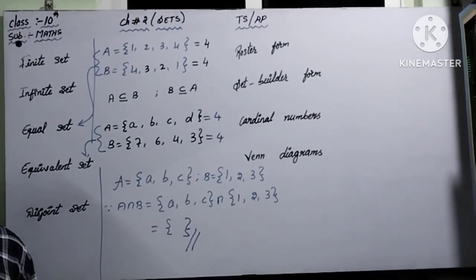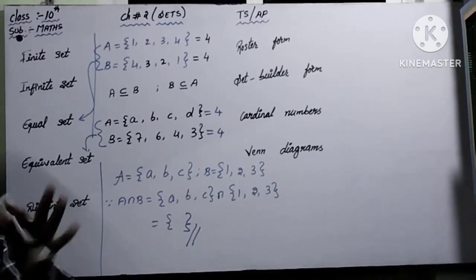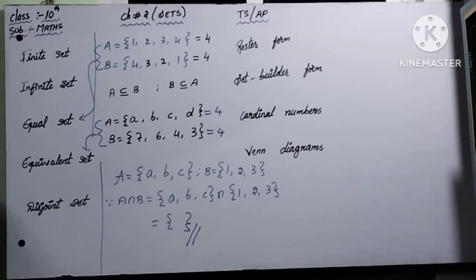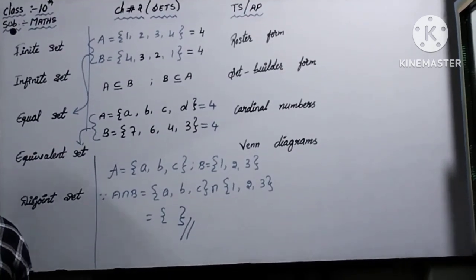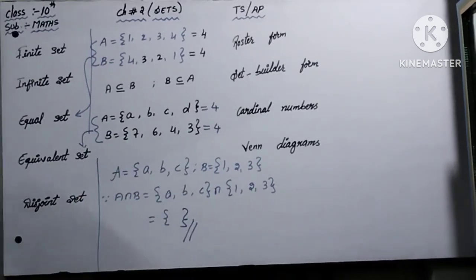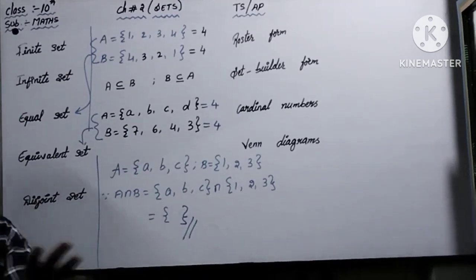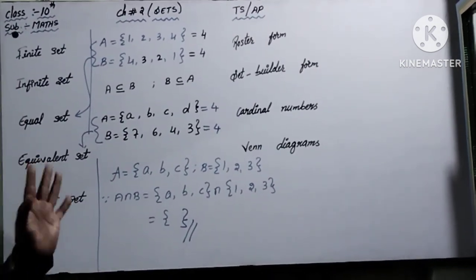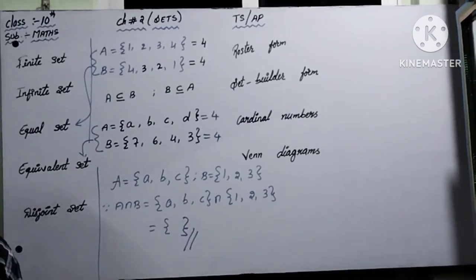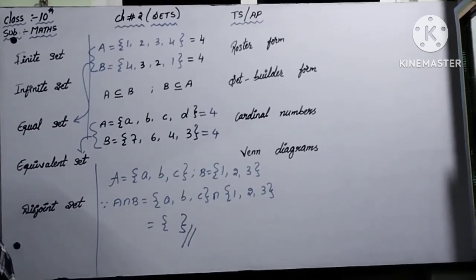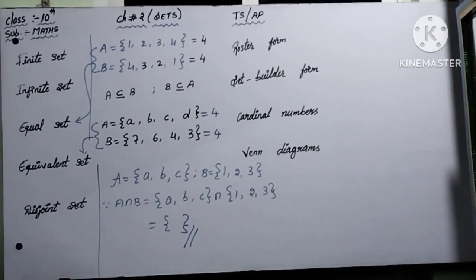Understand? Disjoint set means what? No common elements. Suppose here we take two sets A and B. If those two sets do not have any common elements, that set comes under a disjoint set. Any doubts? Understand? Now let's see.